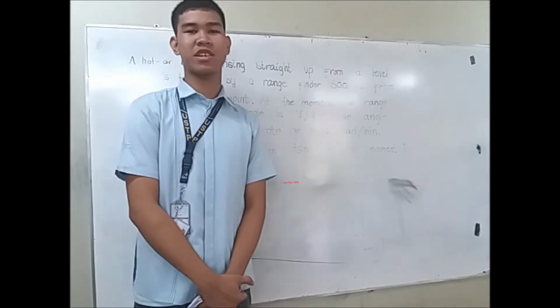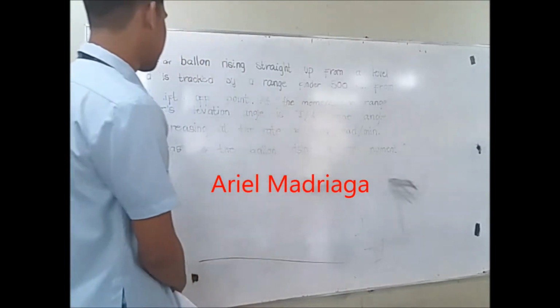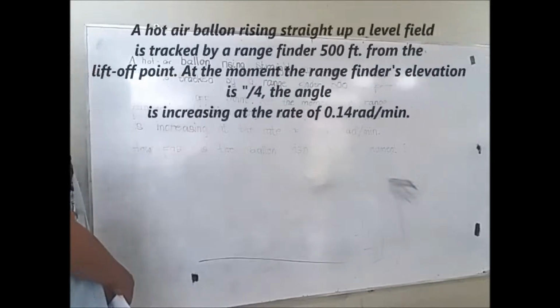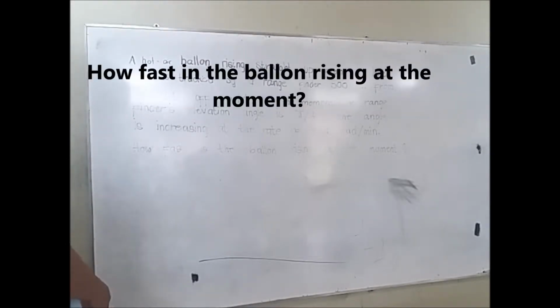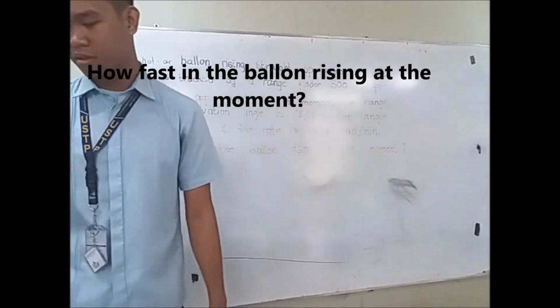Morning, my topic for my project is related rates. A hot air balloon rising straight up from a level field is tracked by a rangefinder 500 feet from the lift-off point. At the moment, the rangefinder's elevation angle is pi over 4. The angle is increasing at the rate of 0.14 radians per minute. How fast is the balloon rising at the moment?